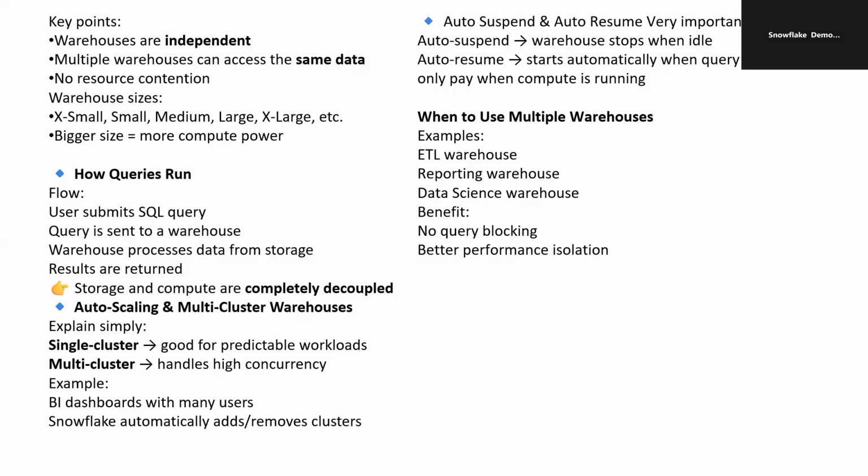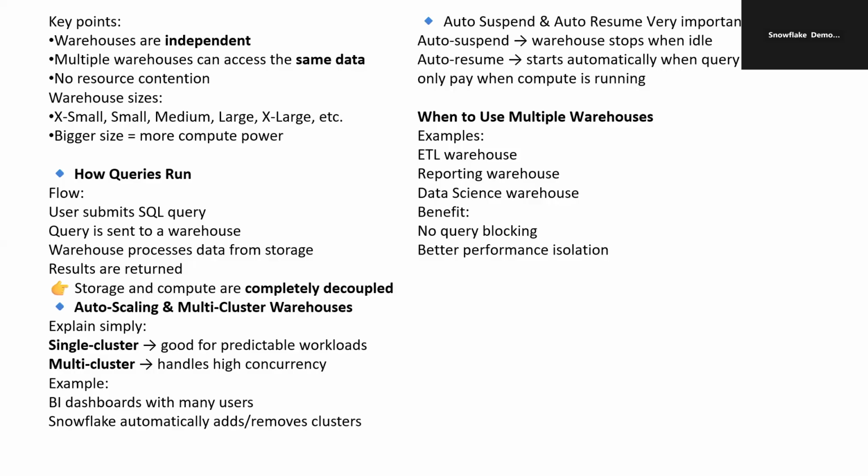Auto suspend means the warehouse stops when idle, when no queries are hitting. Auto resume means it starts automatically when a query comes. You only pay when compute is running. That's where Snowflake says you pay for what you use. So you can keep it idle if you don't use it.